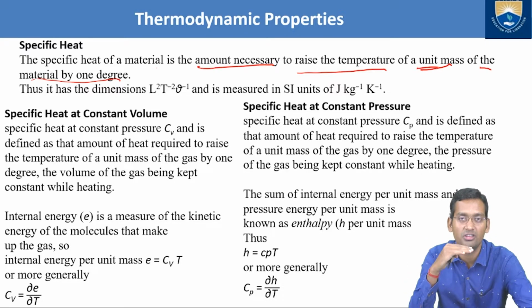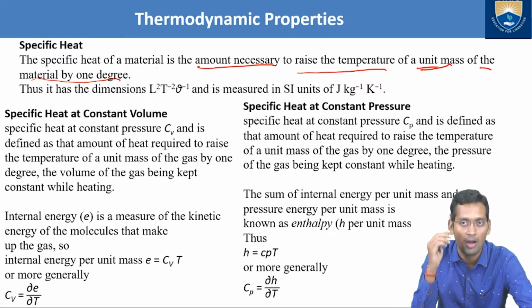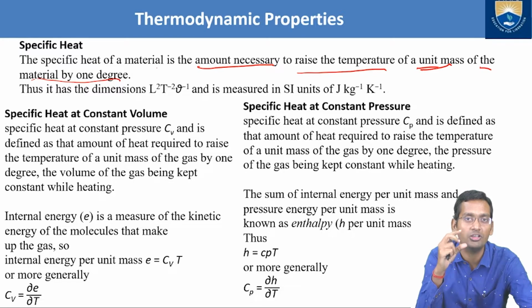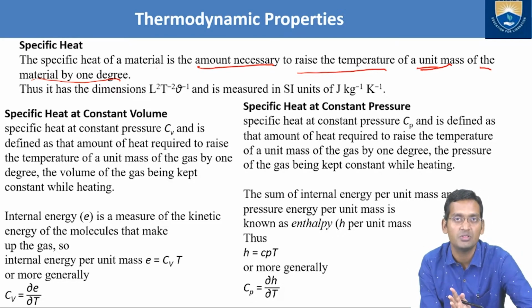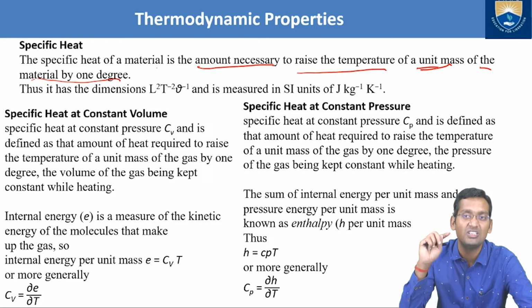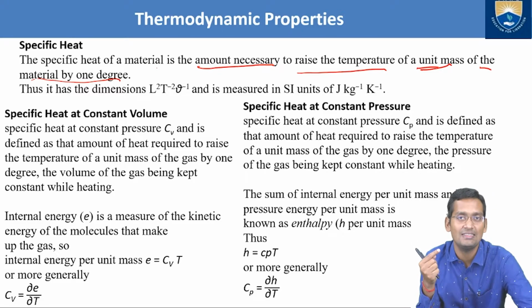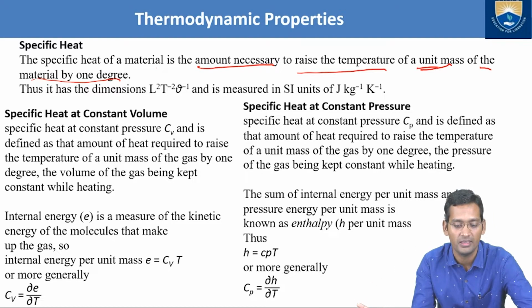Now suppose some material is at 20 degrees Celsius. Just start heating. Up to what it will reach 21, you have to calculate the total heat. How much heat they require, that is your specific heat. So in simple words, to raise the temperature by 1 degree Celsius of 1 unit of substance, how much energy is required, that is your specific heat.